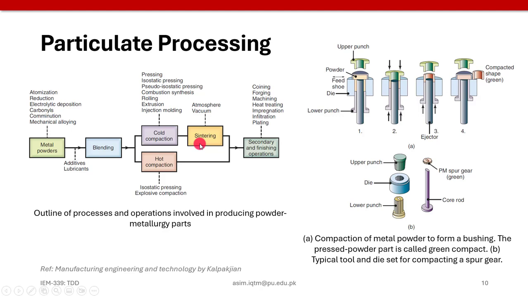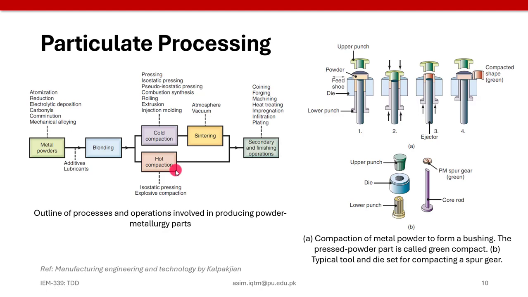In particulate processes, we normally have the metal powder, which is pre-processed based upon some sort of processes as mentioned. Then we have the additive lubricant to blend these metals. Then we may use some methods based upon cold compaction, hot compaction, and then we have the secondary or finishing operation. When we consider the cold compaction based processes, we have to flow to the sintering processes. Consider these sintering processes. So this is the illustration of the particulate processes.